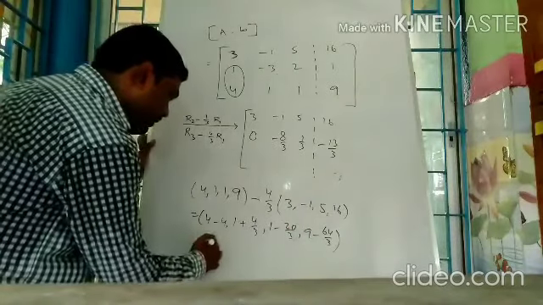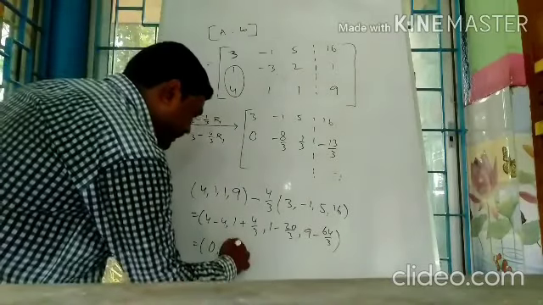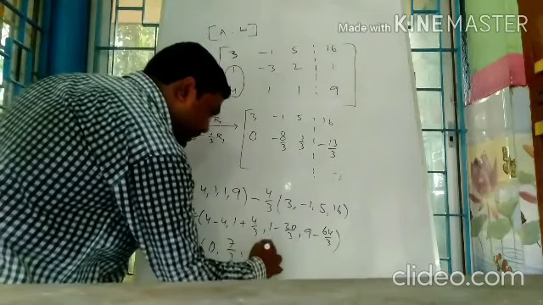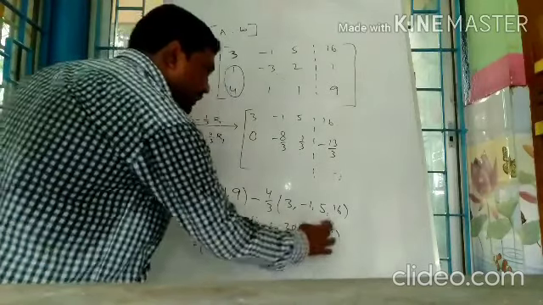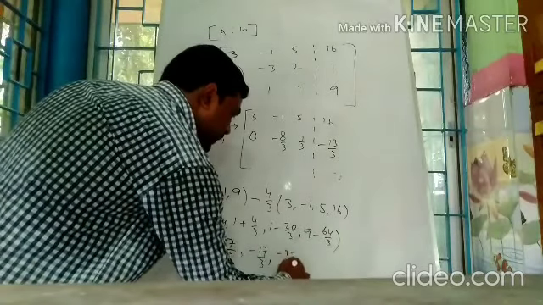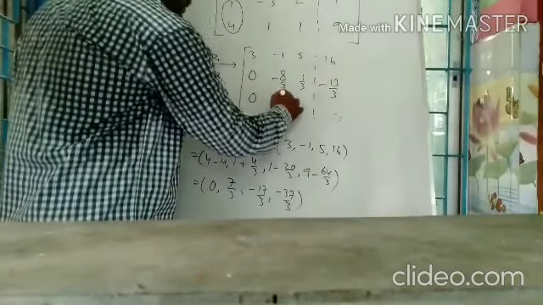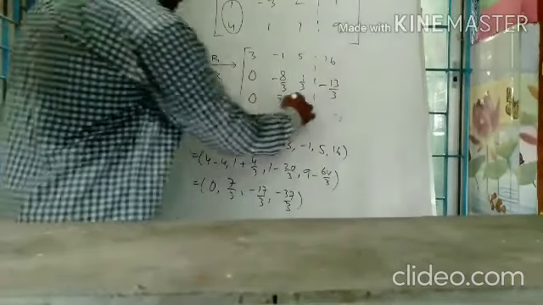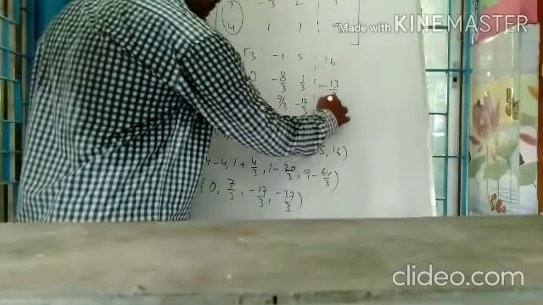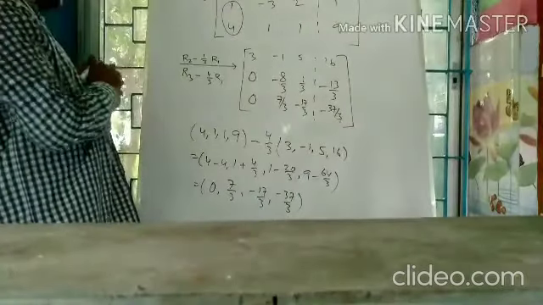It is 0 plus 7 by 3. Next, 1 minus 20 by 3 is minus 17 by 3. Next, 9 minus 64 by 3, that is 27 minus 64, that is minus 37 by 3. Okay, so write 0, next 7 by 3, next minus 17 by 3, next minus 37 by 3.